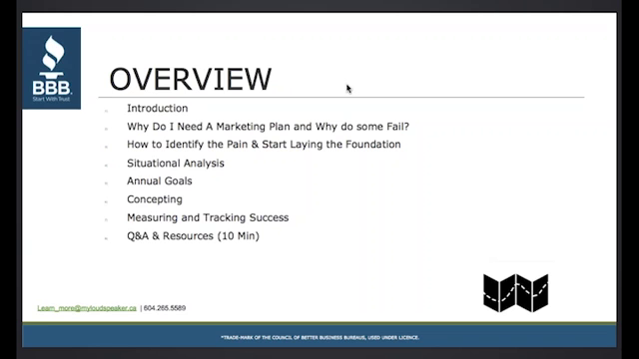Then we'll dive into situational analysis, where we really look into all the different parts of research that we have to personally do before we can work on our annual goals and concepting, which are the fun parts of the marketing plan. A lot of times people think agencies really only work on the concepting, but there's a lot more that goes on behind the scenes before we dive into the concepting section. And then, of course, you need to make sure you have your measuring and tracking success portion of the marketing plan to ensure that you're on track and you're monitoring throughout the campaign. And then at the very end, as Carly mentioned, we'll have a quick Q&A.